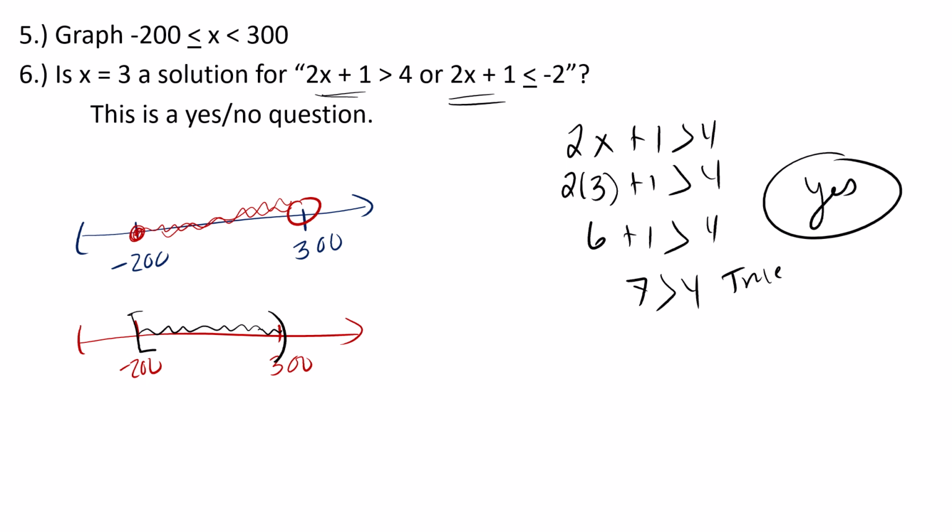Okay, so the 2x plus 1 can't be both greater than 4 and also less than -2. Now you might be thinking, well, all the ones that you've done, you've had the same expression. So 2x plus 1, or I think we did one, it was 3x plus 4 or whatever.